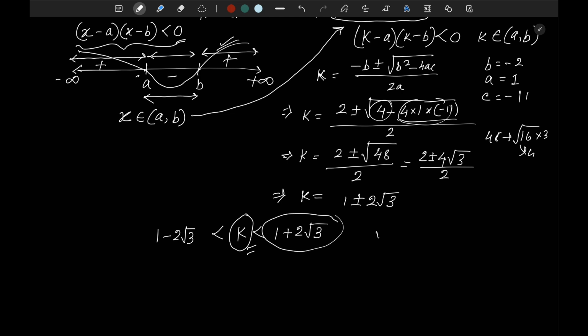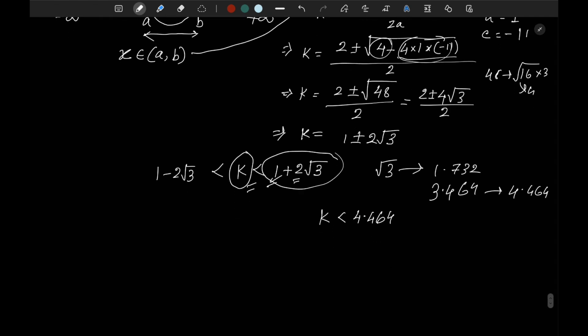This is nothing but root 3, which is 1.732, that multiplied by 2 will give you 3.464, and we have a plus 1 here, so it will be 4.464. So we have k is less than 4.464. That means the largest possible integer value of k is nothing but 4. Okay.